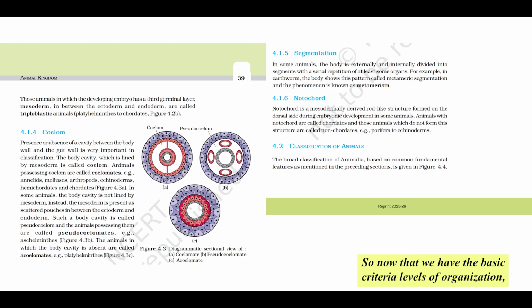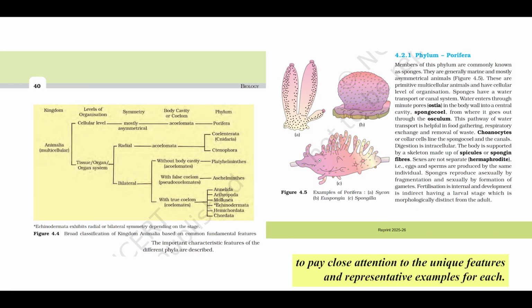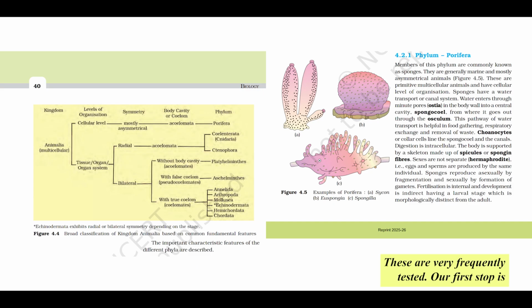So now that we have the basic criteria, levels of organization, symmetry, germ layers, coelom, segmentation, notochord, let's dive into the actual phyla. Exactly. Let's go through the major phyla, from the simplest to the most complex. And for your exams, it's absolutely crucial to pay close attention to the unique features and representative examples for each. These are very frequently tested. Our first stop is Phylum Porifera. These are commonly known as sponges.